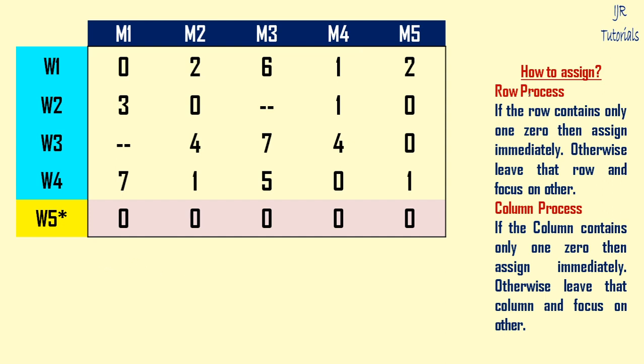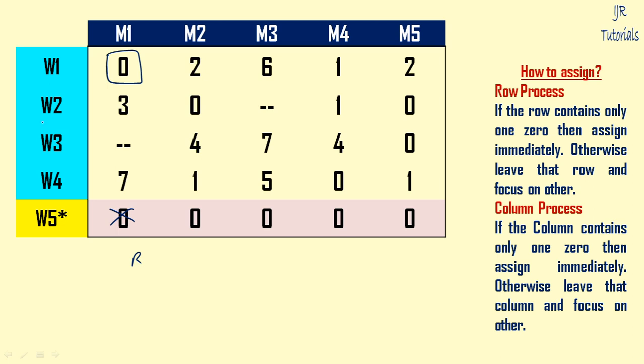How to do the assignment is the row process and the column process. First is the row process. First concentrate on rows with a single zero, only one 0, and assign that. If you see the first row, W1, only one 0 is there, so we directly assign it and cancel the remaining 0 of that column, because we already assigned W1 to machine 1. That means machine 1 is not available to W5. That's the reason we strike off this 0.